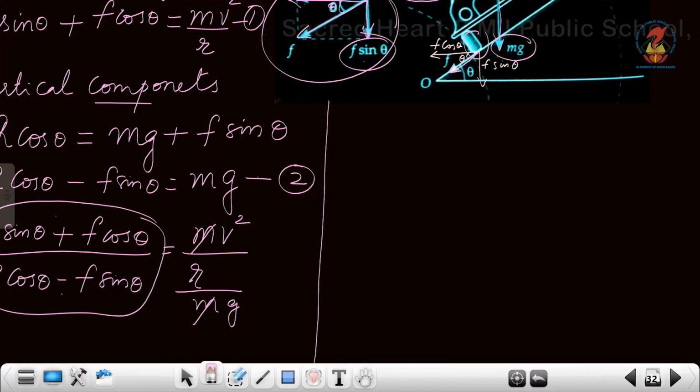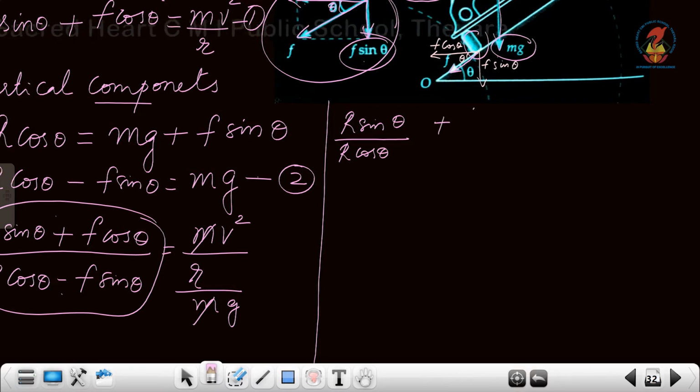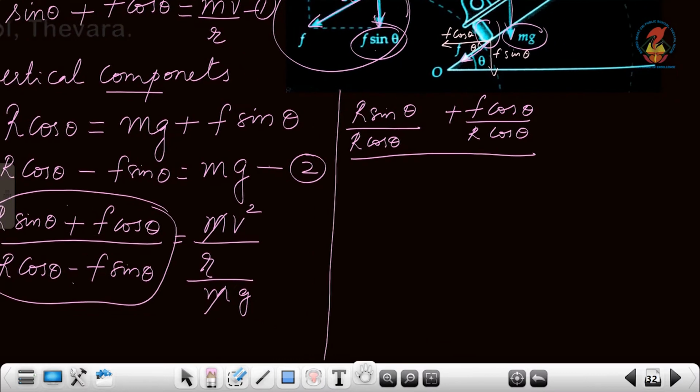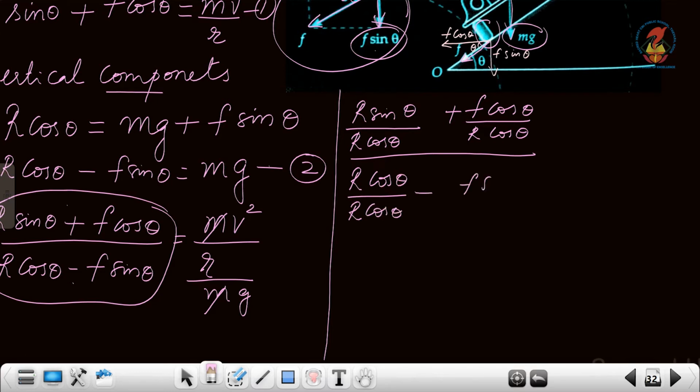Dividing numerator and denominator of LHS with r cos theta, I will get r sin theta divided by r cos theta plus f cos theta divided by r cos theta, divided by r cos theta divided by r cos theta minus f sin theta divided by r cos theta, is equal to m and m got cancelled. So, we will get v square divided by rg.